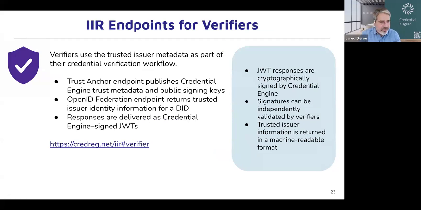Once an issuer is registered in the IIR, verifiers then have a reliable way to look them up. The IIR exposes endpoints that return trusted issuer information in a machine-readable format. Every response is cryptographically signed by Credential Engine, so verifiers know the information is authentic and hasn't been tampered with. And because the signatures can be validated independently, verifiers don't necessarily have to take our word for it.